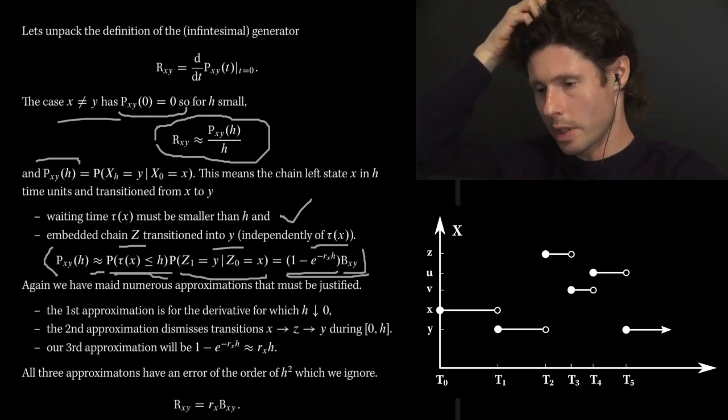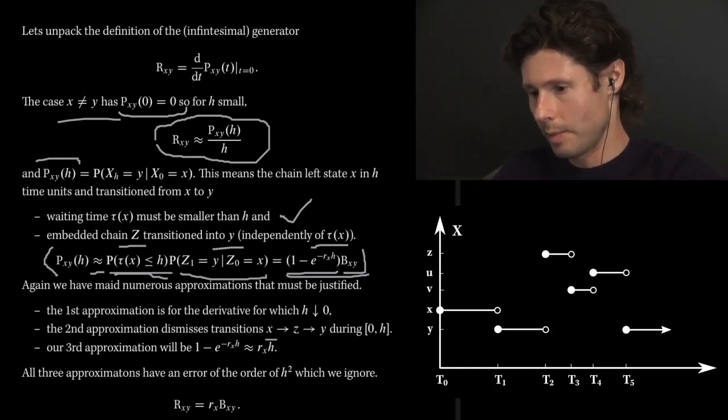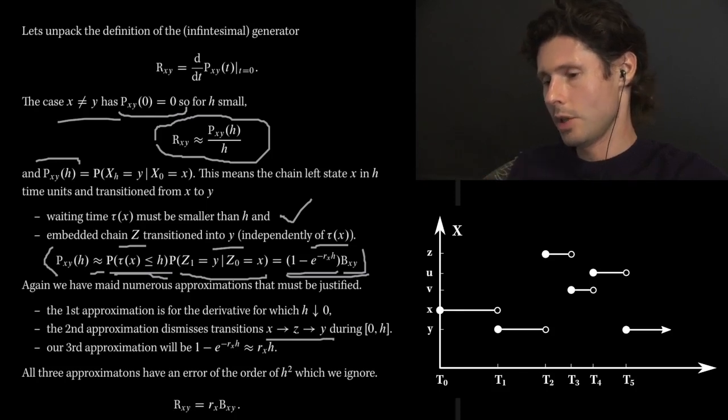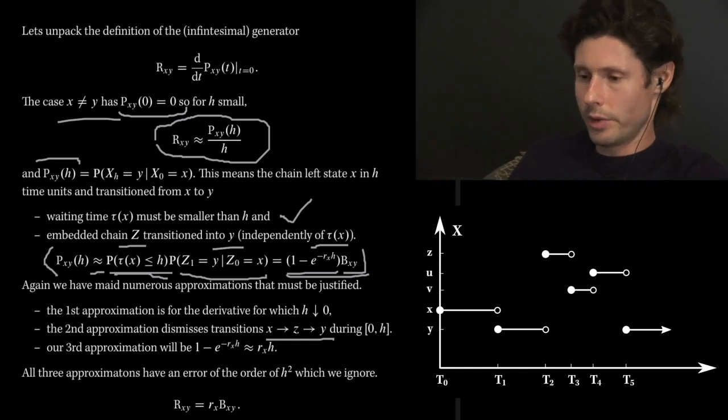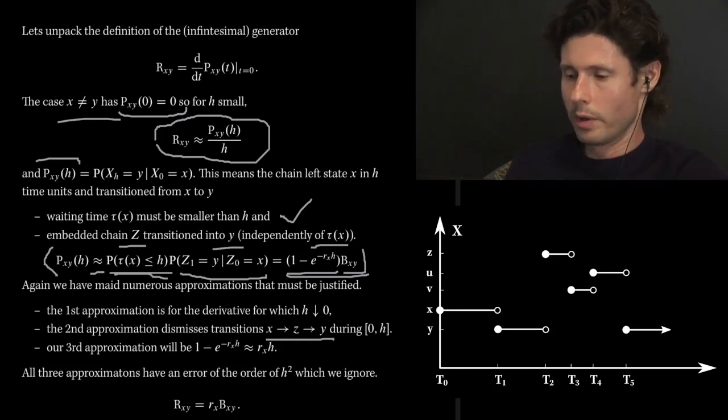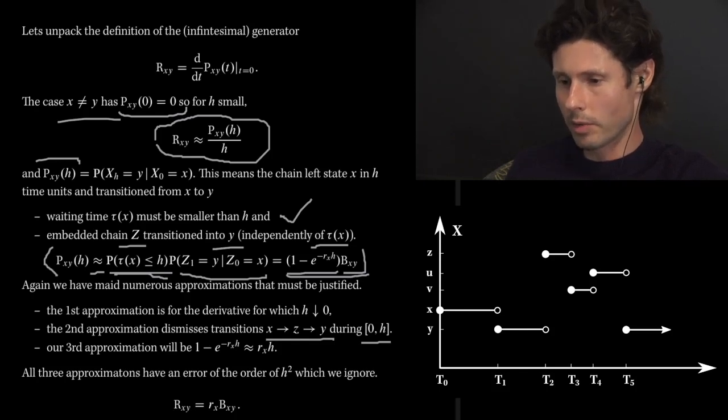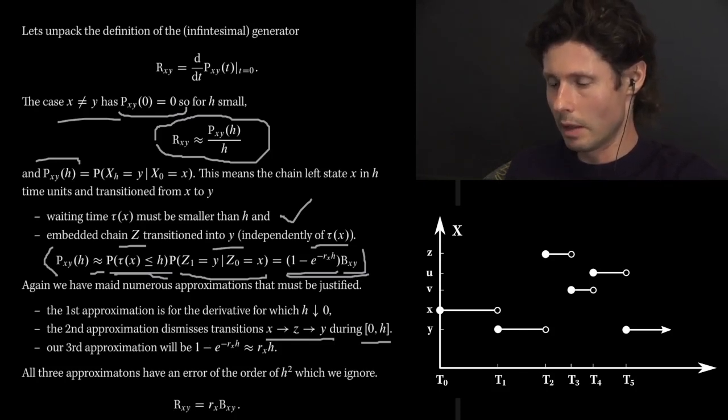So why the approximation? Again, I'm dismissing other potential ways of getting to y. Maybe it went through some state z. Maybe it went through several states before getting to y. The point of the matter is that when h is small, the probability of these alternative paths to y is of order h squared, and therefore negligible. You can make this all rigorous by keeping those in there, but the final result will be what we're about to arrive at.